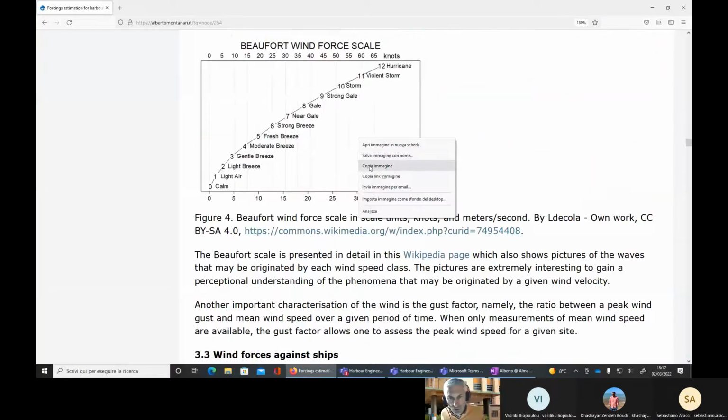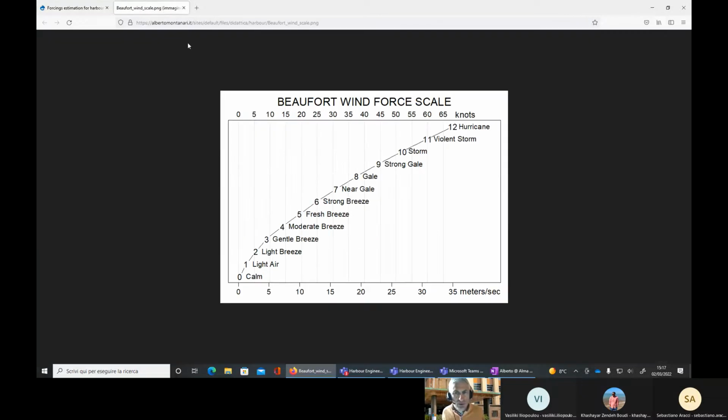Okay, this is the figure that I wanted to show you. In this way, I cannot draw on it, but that's fine. So what is this? This is what is called the Beaufort wind force scale, and it introduces another series of terms that are very useful to you. It is a classification of winds based on their velocity, from calm, 0, light air, light breeze, gentle breeze, moderate breeze, fresh breeze, strong breeze, near gale, gale, strong gale, storm, violent storm, hurricane. The velocity is given in the bottom horizontal axis in meters per second, and in the upper horizontal axis in knots, which is a unit frequently used in nautics.